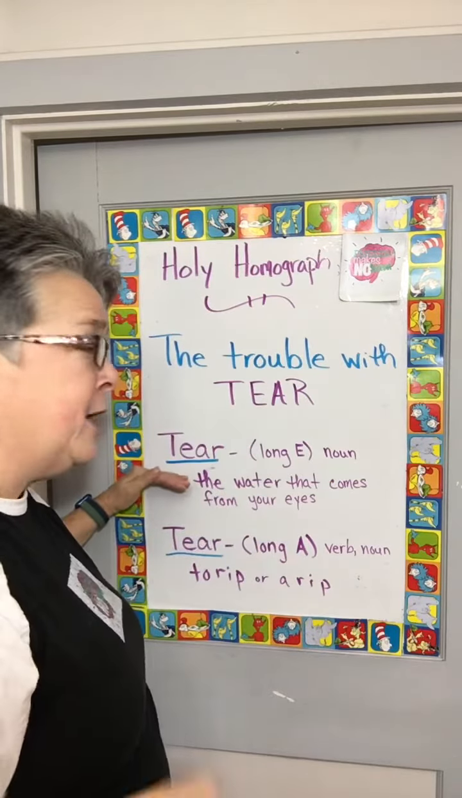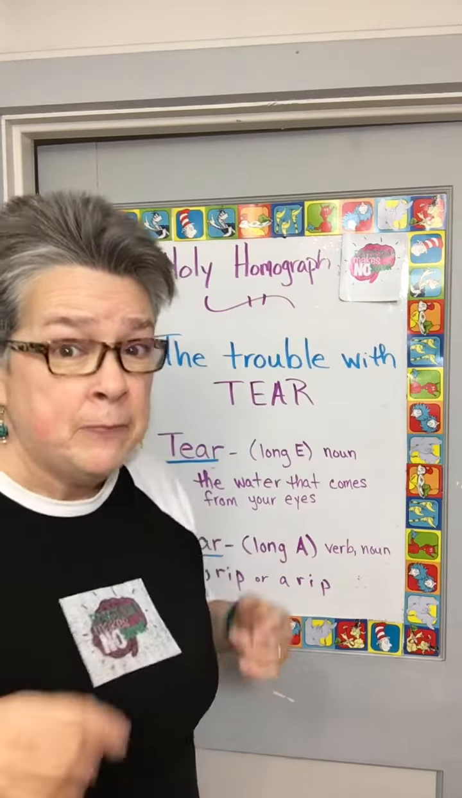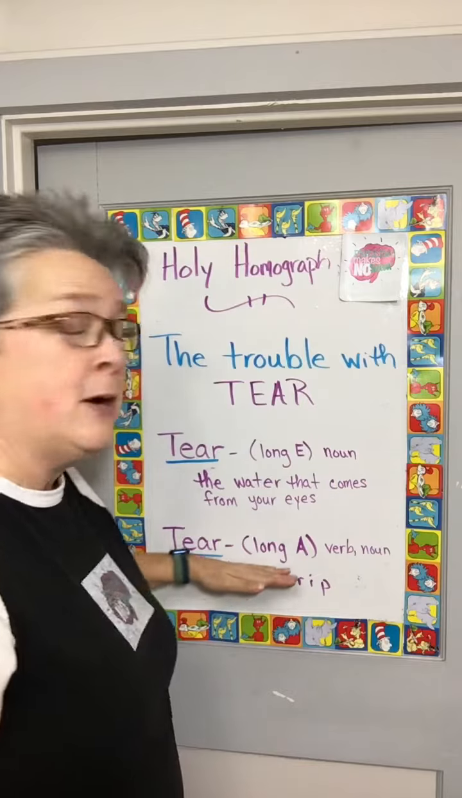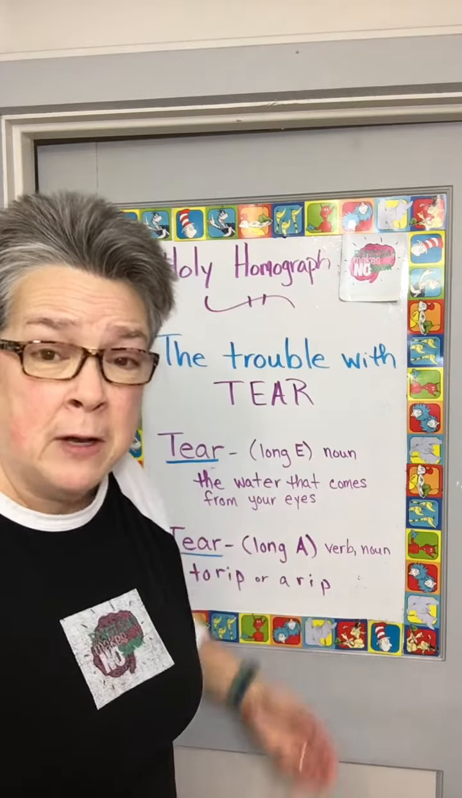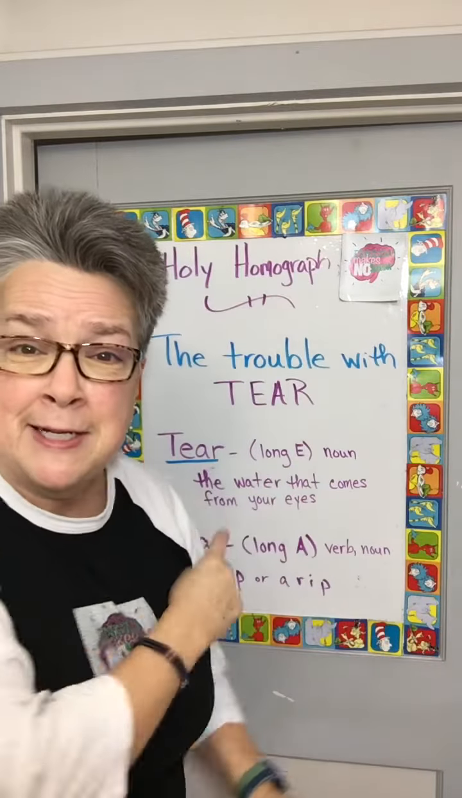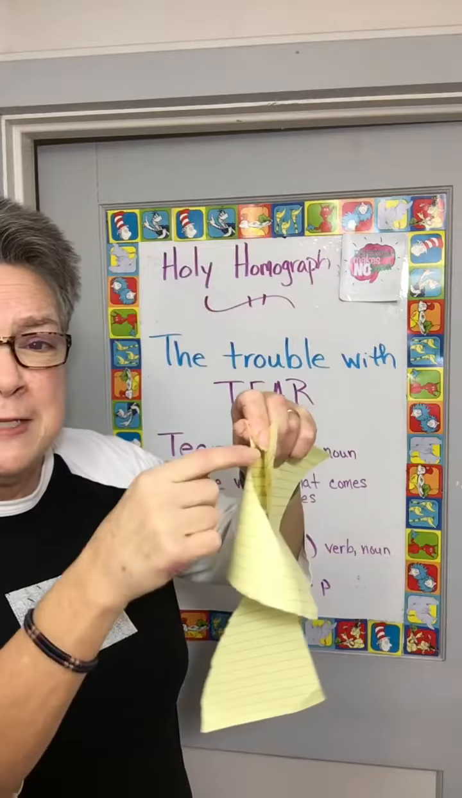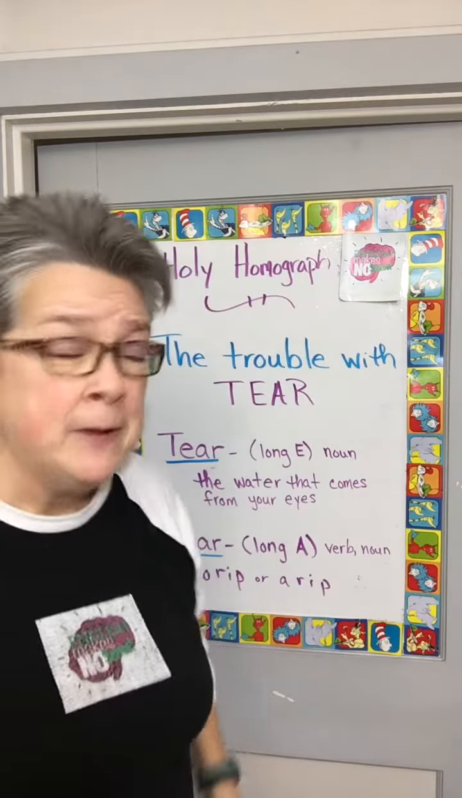T-E-A-R. Long E, tear. You know, the water that comes from your eyes. The tears. Got it. Then, T-E-A-R. Now it's a long A. It's a verb. It's a noun. For example, I'm going to tear this paper. T-E-A-R, long A, tear. This right here is now a noun. It's a tear. What? Yeah.